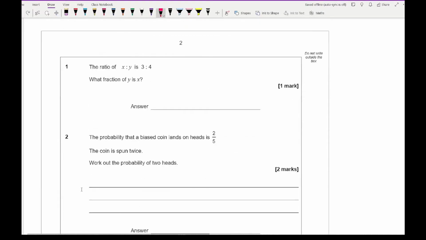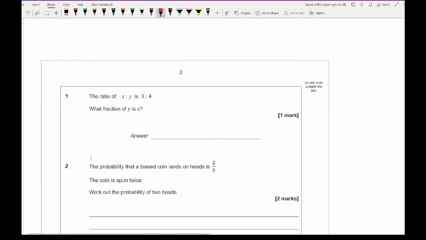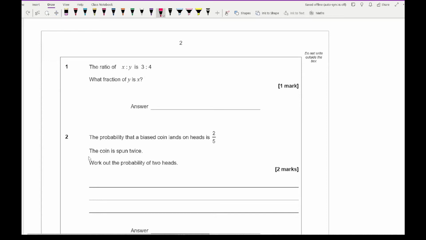So the first question says the ratio of x to y is 3 to 4, what fraction of y is x? So for this question what we need to do is convert this ratio into an equation and make x the subject. So here to convert the ratio we write these two things as fractions, so that becomes x over y equals 3 over 4. Then if I do a bit of cross multiplying I get 4x equals 3y, and then making x the subject I get x equals 3 over 4 y. So the answer I'm looking for is going to be 3/4.